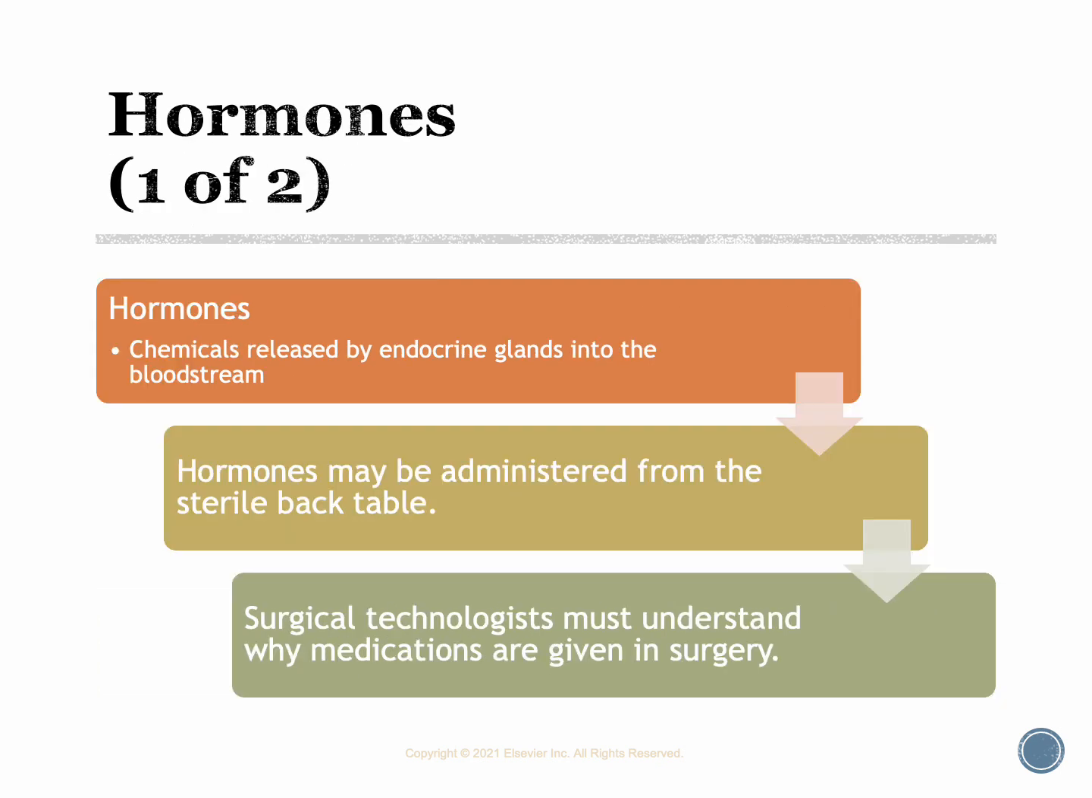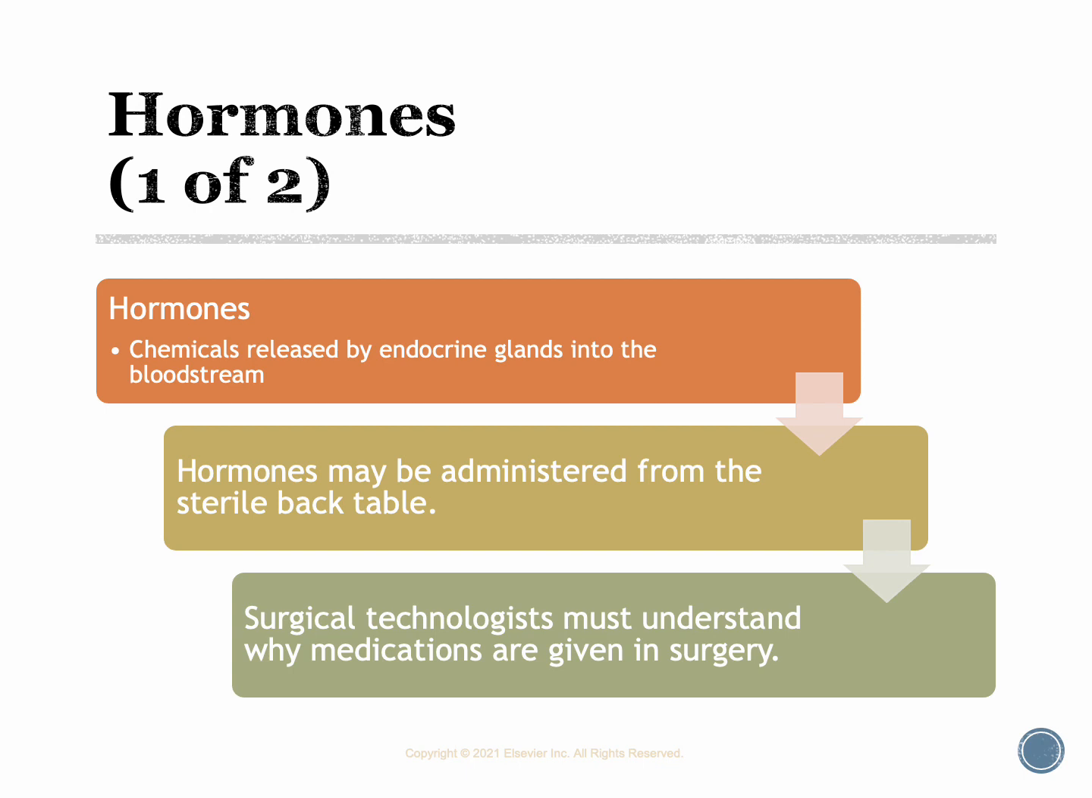You might be wondering why we need to talk about this through the lens of pharmacology in the surgical setting. This is because some hormones are used in surgery, and they may be administered from the sterile back table during the surgical procedure, so we need to know about that. Hormones and chemicals that are produced in the body and released by the endocrine glands into the circulatory system have specific effects on the body. We need to understand that.